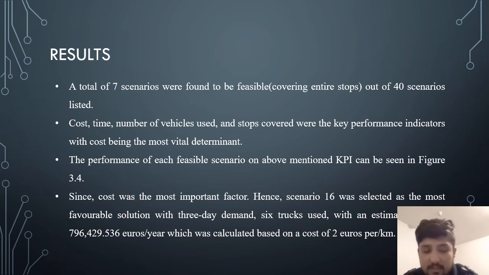So what this means is that we have to operate every 3 days to cover the animal carcasses, and we only require 6 trucks, which was estimated to be 10 earlier, but we require 6 trucks in use with an estimated cost of 796,000 euros for the whole year, based on 2 euros per kilometer.